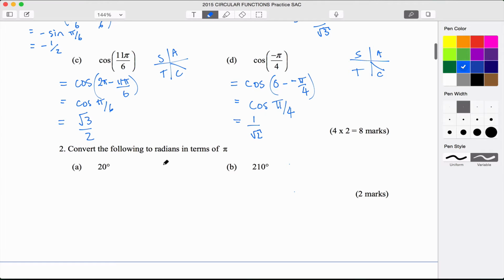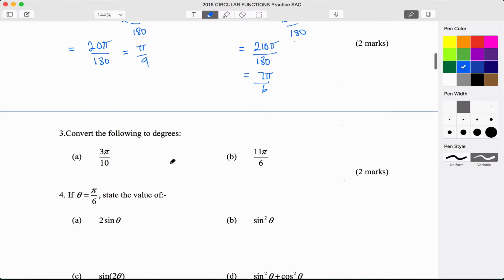Convert the following to radians in terms of pi. 20 degrees we need to times by pi over 180, which is equal to 20 pi over 180, which equals pi over 9. 210 times pi over 180 equals 210 pi over 180, which equals 7 pi over 6.